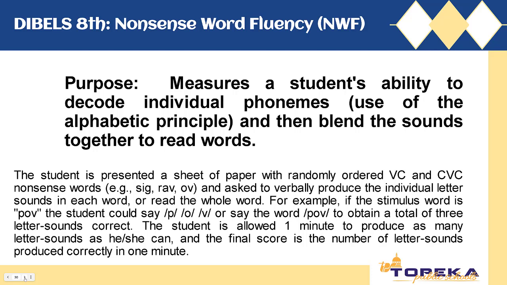For example, the examiner says the word POV, which is a nonsense word. The student could respond with the 3 individual phonemes of p, o, v, or he or she may say the word POV, and in either scenario, the student would receive a 3 out of 3 for that word. If the student only correctly identifies 2 phonemes, it would be a score of 2 out of 3. And the student is once again allotted 1 minute to produce as many letter sounds as he or she can. The examiner then gives the student the final score of the correct number of letter sounds produced in 1 minute.